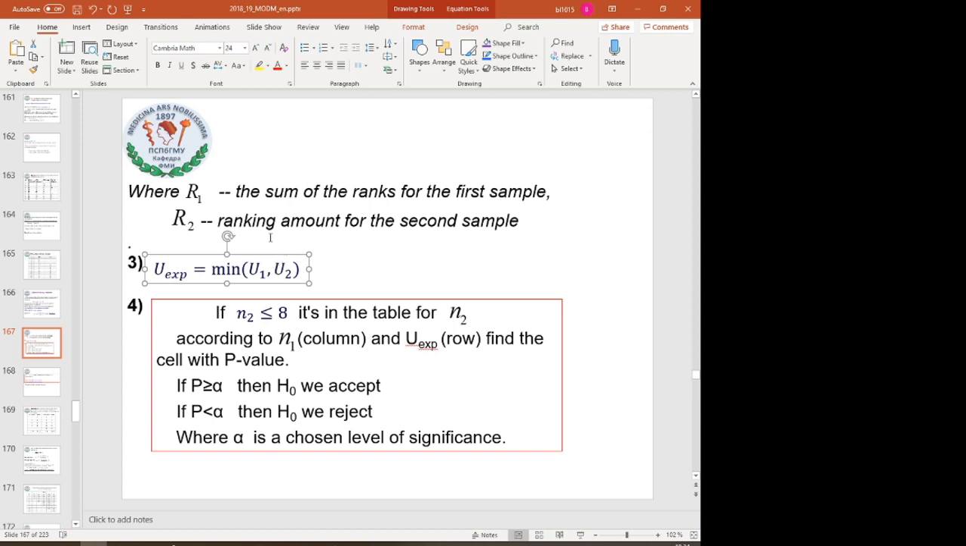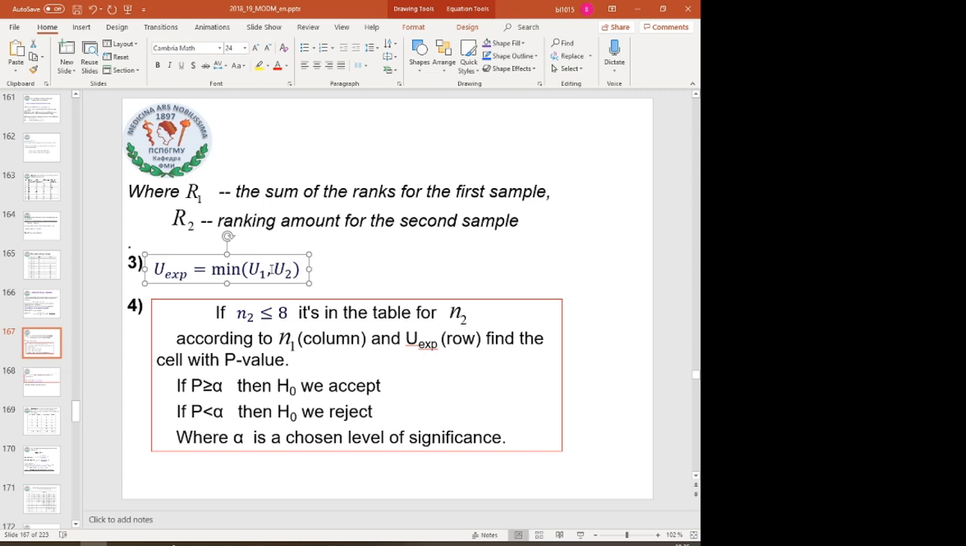Imagine that the first sample has the smallest numbers like 1, 2, 3, 4, 5, 6, those ranks, and the second sample has all ranks that are greater than in the first: 7, 8, 9, and so on.